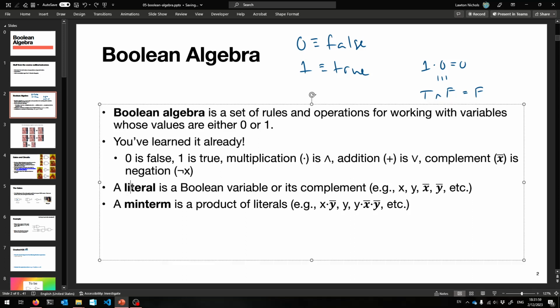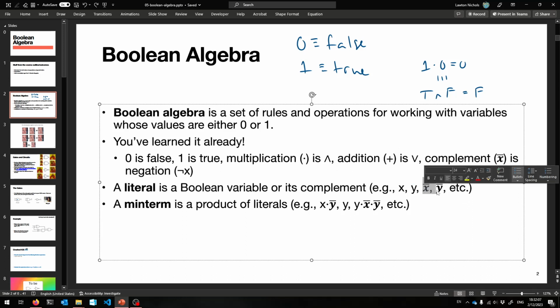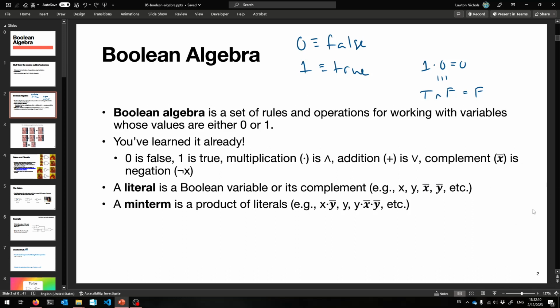Literals is just a fancy word for the variables inside of your Boolean expressions. It's a Boolean variable, or its complement. So like x, y, x bar, y bar, those are literal values, we say. And then let me just show you some operations again, like 1 ORed with 0. 1 plus 0 is 1. That's kind of like normal arithmetic, but it gets a little weirder, right? Because 1 inclusive ORed with 1 is still 1. So that doesn't make as much sense as maybe it should. And then negation, not false is equal to true. 0 bar is equal to 1, right? So that's how that's working.